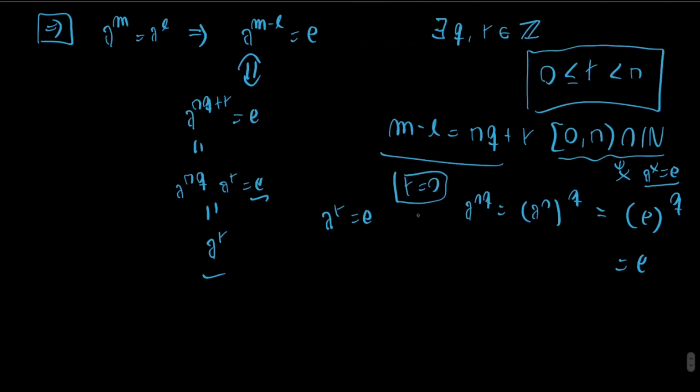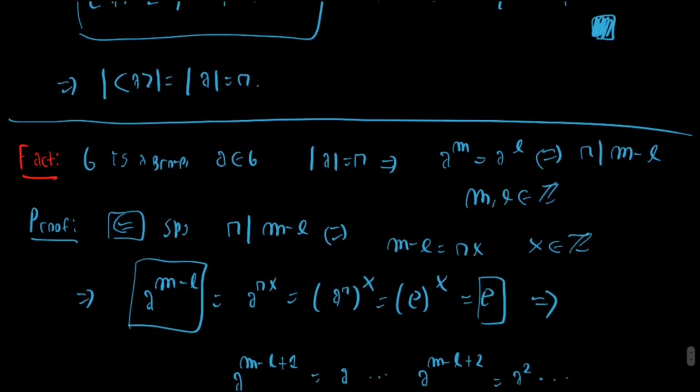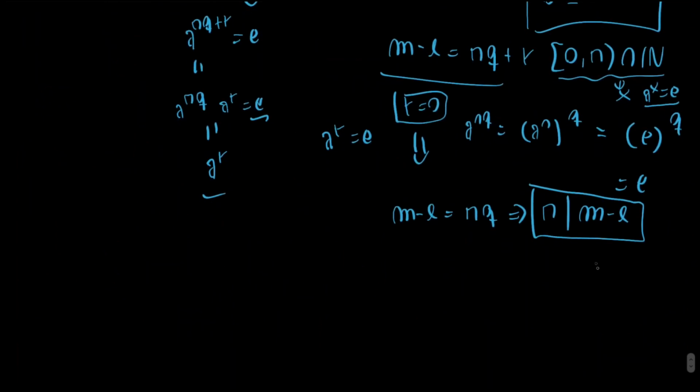But let's see what this implies. R being 0, of course, implies that the remainder of the division is 0. In other words, that n divides m minus l. Okay, but this is exactly what we wanted to show here. And so we have concluded our proof.